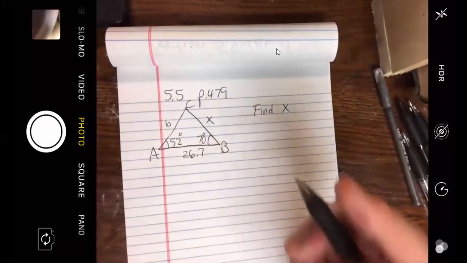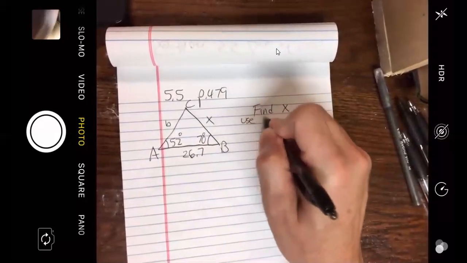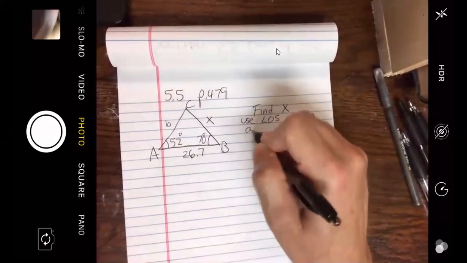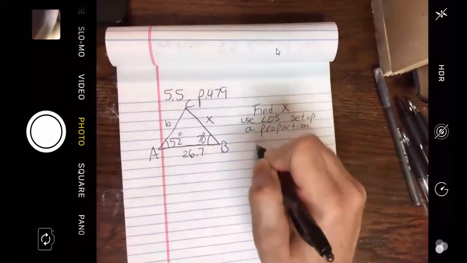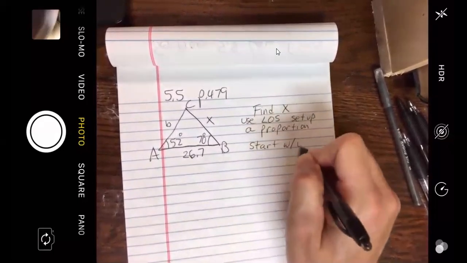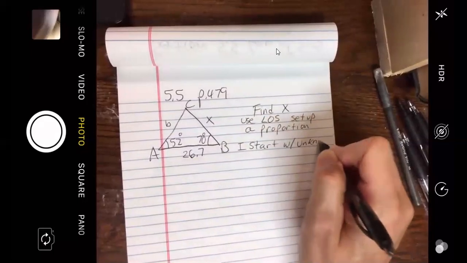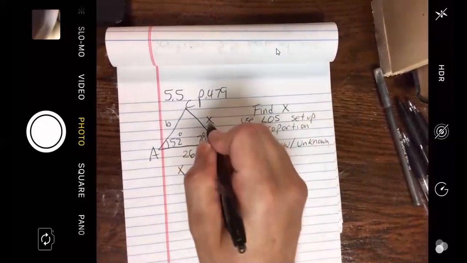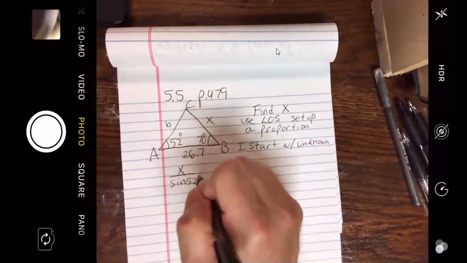And so I basically set up a proportion. Use LOS, law of sines. You set a proportion. So I start with the unknown. You can do it any way you want. There's lots of ways to do it. I start with the unknown. So I start with X, and I put it over the sine of the opposite angle, 52 degrees.